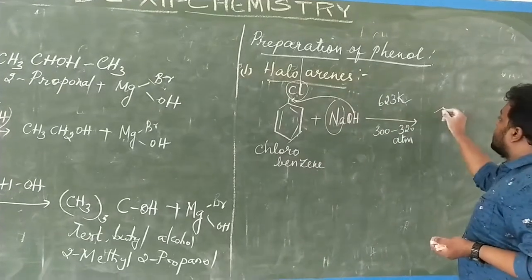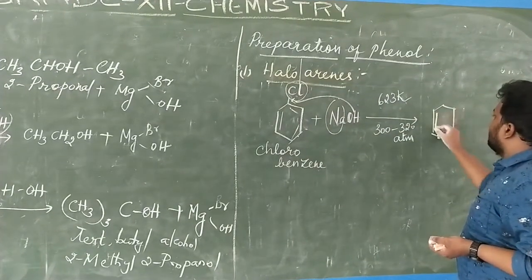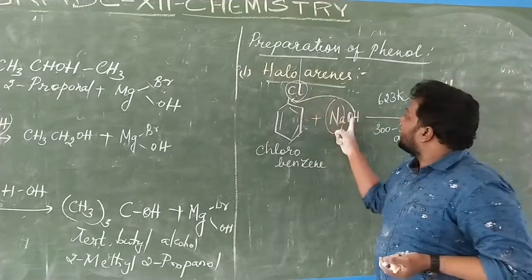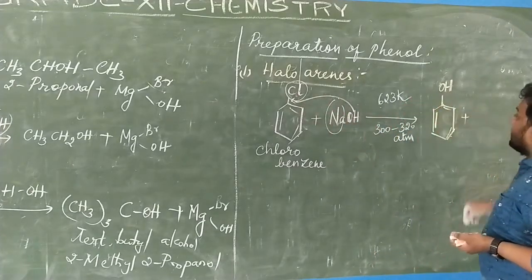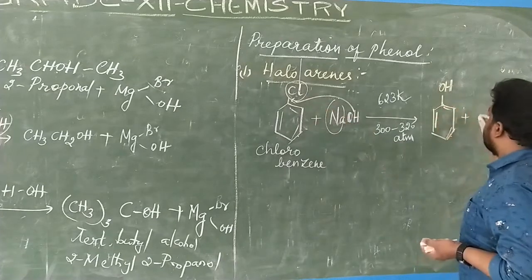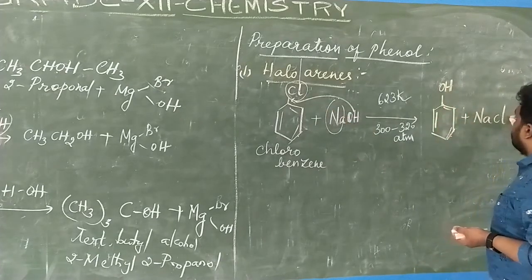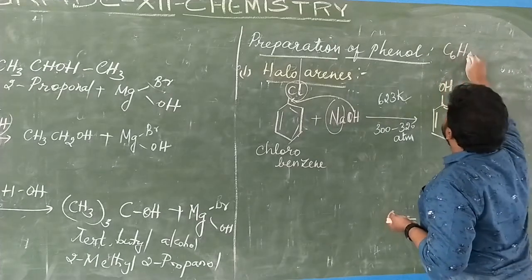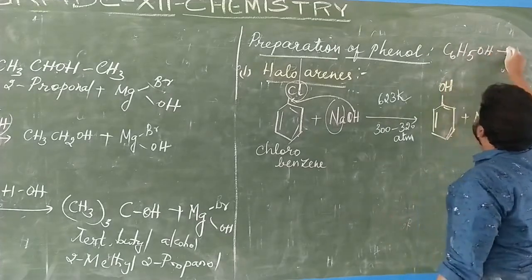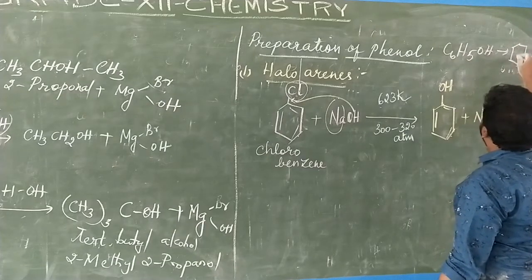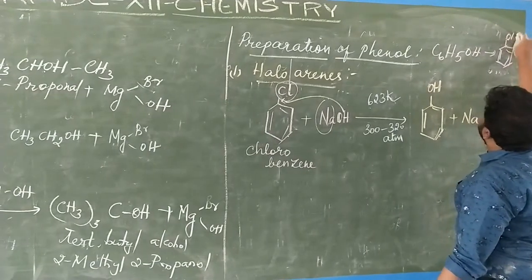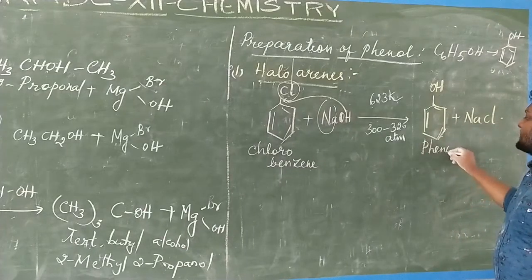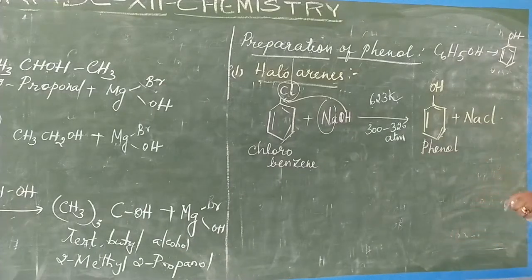Now what is the product you see? Cl is removed and OH has substituted, plus Na and Cl combine to give sodium chloride. So I got phenol. What is the formula of phenol? C6H5OH, a benzene ring with OH. This benzene ring with OH is called phenol. The first method of preparation is from haloarenes.